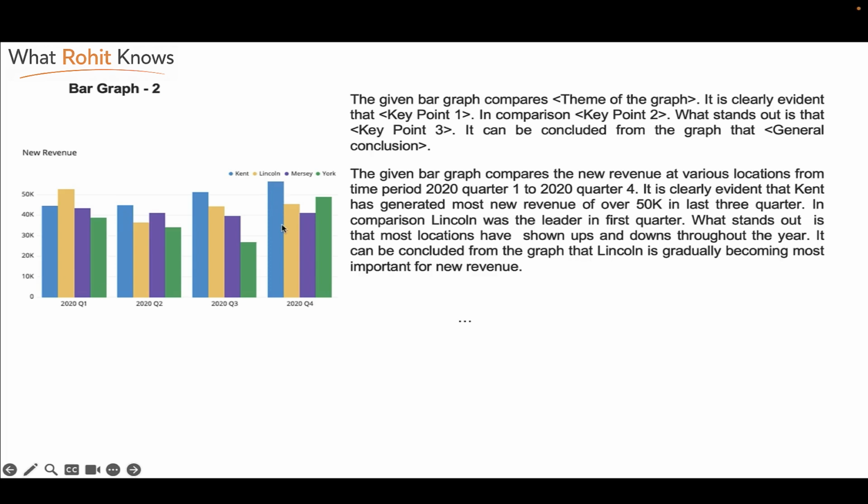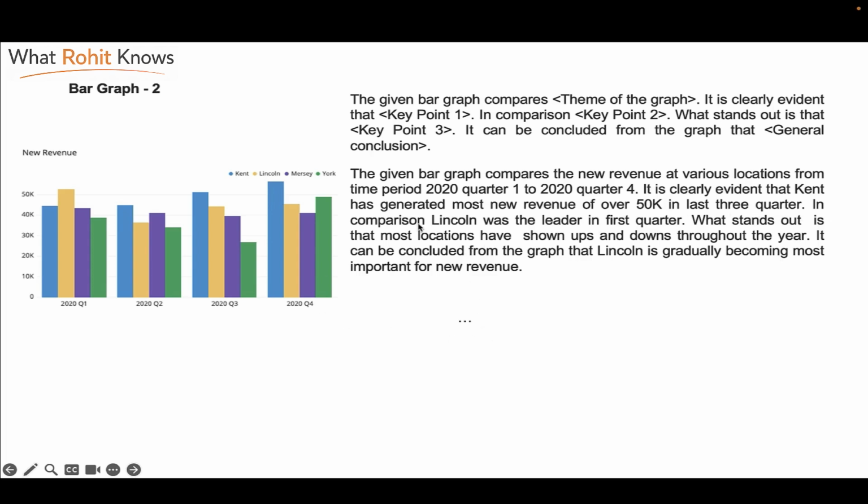So you need to find the first key point. For that, look at something which is the largest, which stands out. So in this case, the blue bars here, here, and also here, you can say they are the largest. They correspond to Kent. So that becomes our first point. It is clearly evident that Kent has generated most new revenue of over 50K in the last 3 quarters.